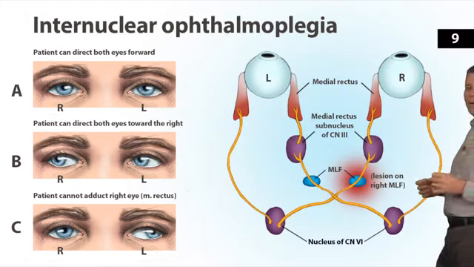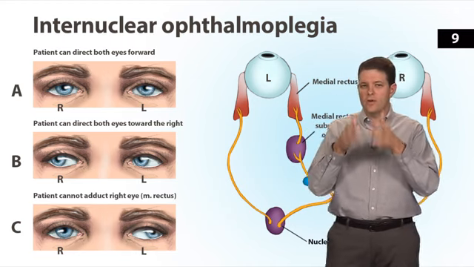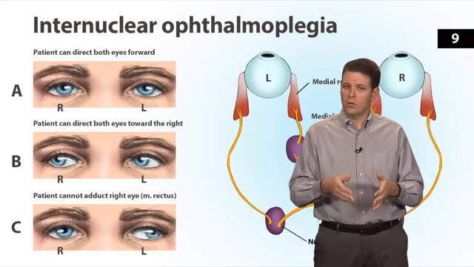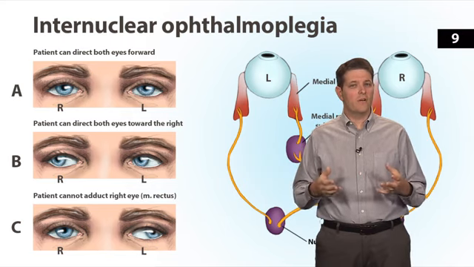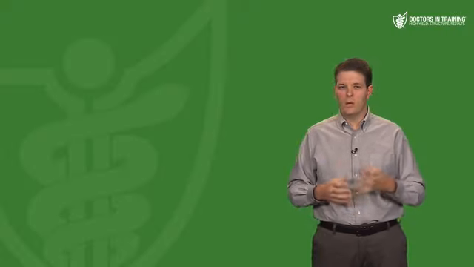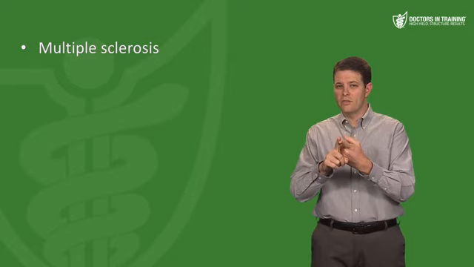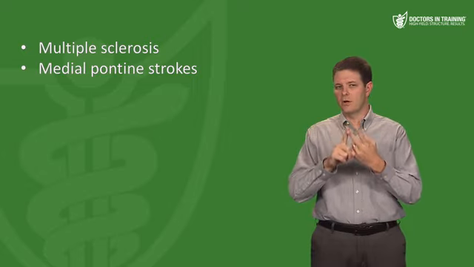But if you ask the patient to cross his eyes to focus on something up close, that's called convergence. And convergence is normal. So the medial rectus can function, it just doesn't work on attempted lateral gaze. And I want you to know the two main clinical situations in which you're likely to see internuclear ophthalmoplegia. They're multiple sclerosis, especially in patients younger than 50, and in older patients, those over 50, think about medial pontine strokes.